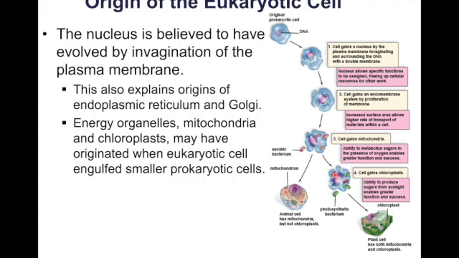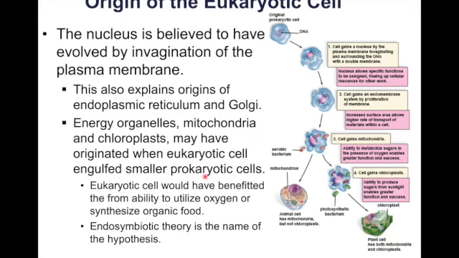So pretty cool. So yeah, explains the Golgi and the endoplasmic reticulum, this invagination of the membrane, and then like I talked about, the other guys were probably engulfed by a primitive eukaryote at some point, and then gave rise to all the other eukaryotes.